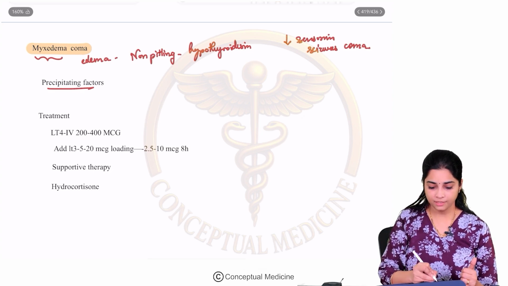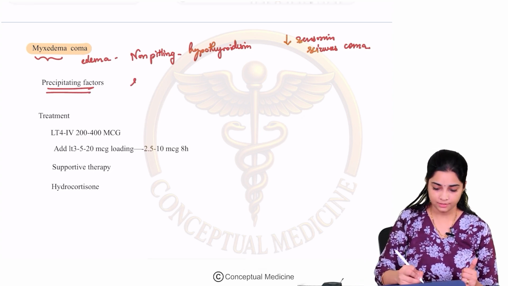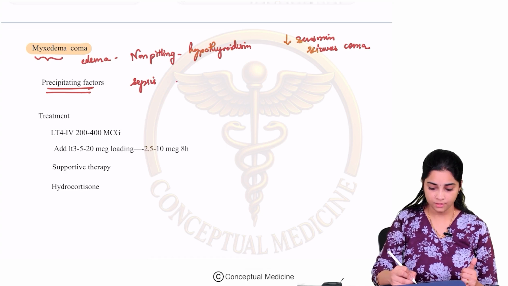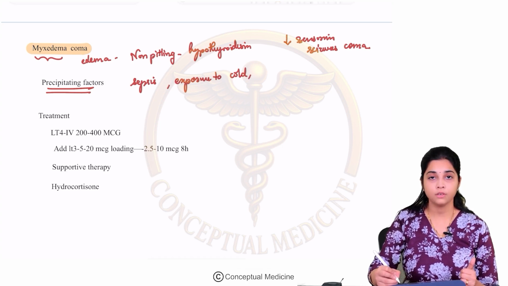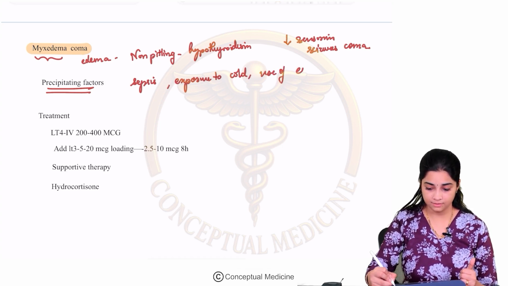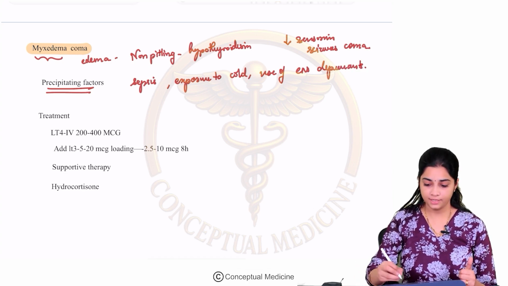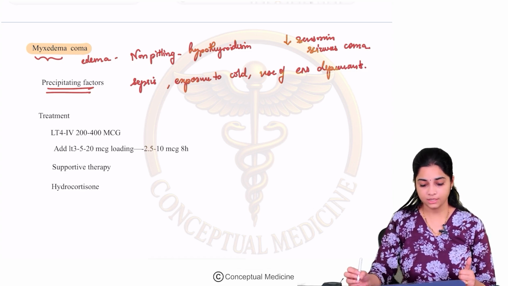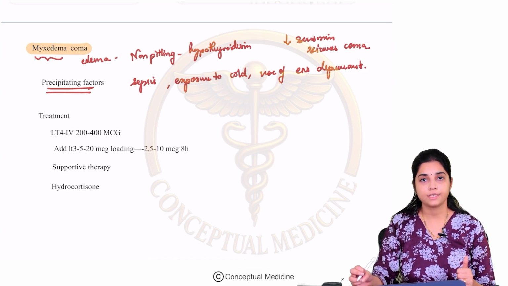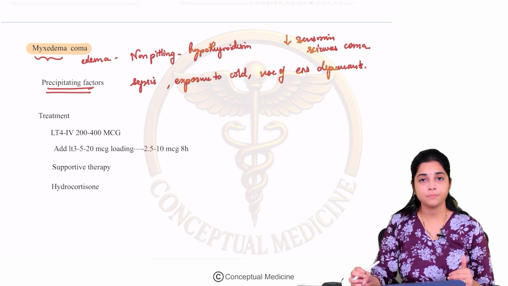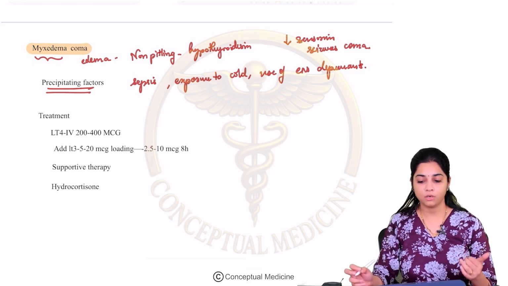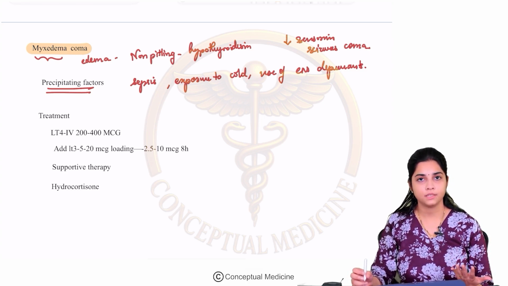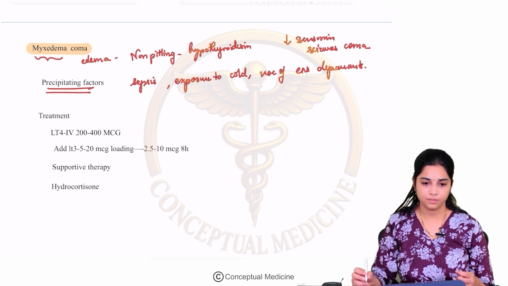This is what we call myxedema coma. So what are the precipitating factors? Often the precipitating factors are sepsis, exposure to cold, or use of CNS depressants. All of these are the precipitating factors which can result in myxedema. So in a severe hypothyroid patient, when the patient presents to you with altered sensorium, seizures, coma, this is what we call myxedema.